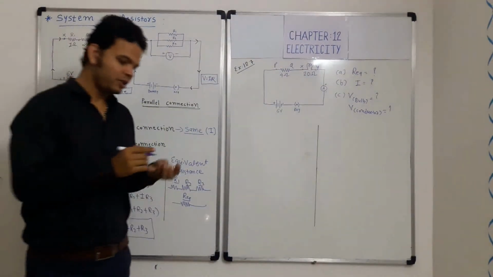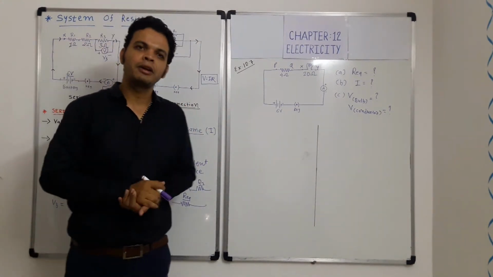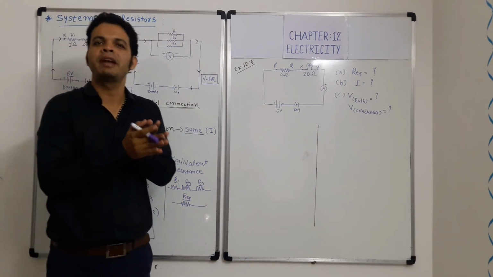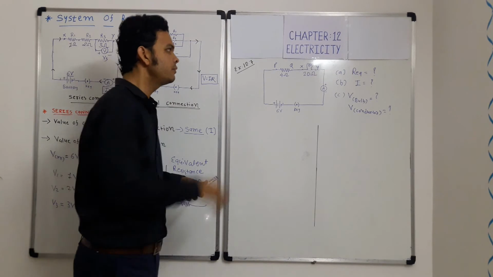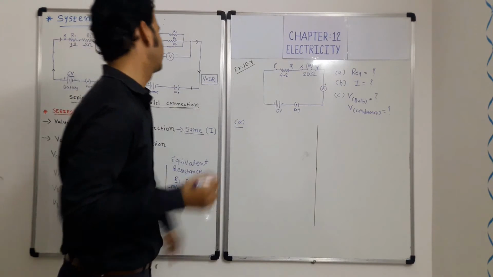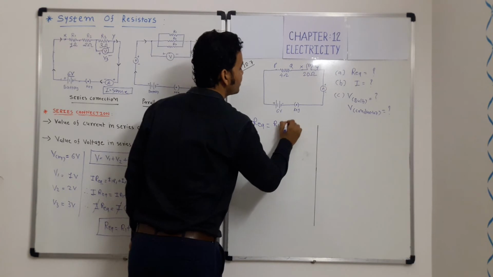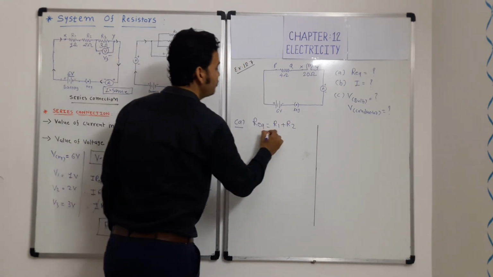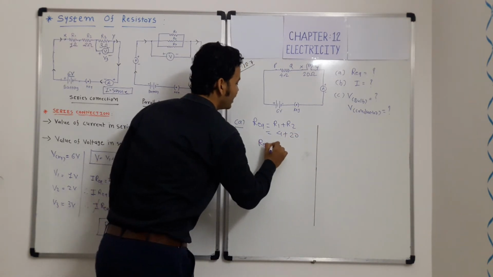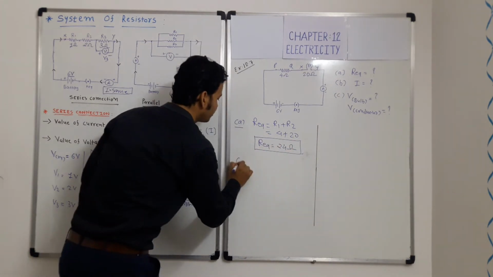So students, pay attention: this is an example which includes two or three kinds of concepts, and if you are able to solve this sum, I think you will not have any problem with other sums as well. So first of all, part A. The equivalent resistance. We very well know the formula: R equivalent is equal to R1 plus R2. The value of R1 is 4 ohm and R2 is 20 ohm. So I can write R equivalent is equal to 24 ohm. Very simple.